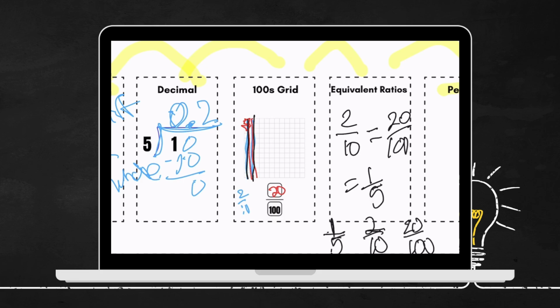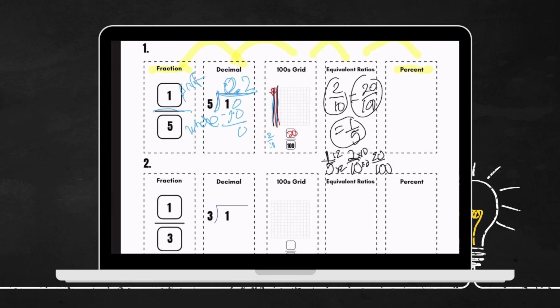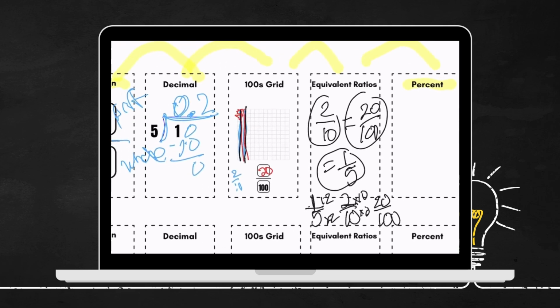From here, I multiply times 2. And so 1 times 2 gives me 2, 5 times 2 gives me 10. From here, I multiply times 10. 2 times 10 is 20, and 10 times 10 is 100. So those are 3 equivalent ratios. Can you think of any more? Let's finally finish off by writing our percent.